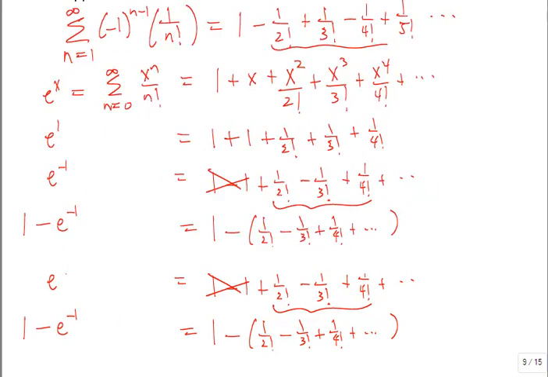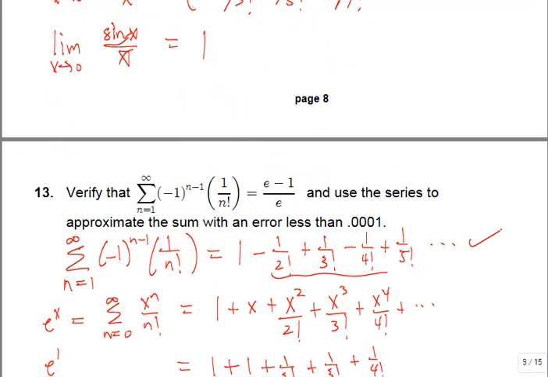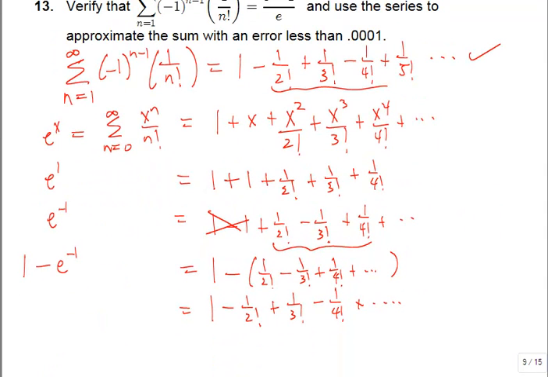And when you distribute that negative across, you get 1 minus 1 over 2 factorial plus 1 over 3 factorial minus 1 over 4 factorial, etc. And that is this series up here. So 1 minus e to the negative 1 is equal to this series. Now think about what 1 minus e to the negative 1 equals.